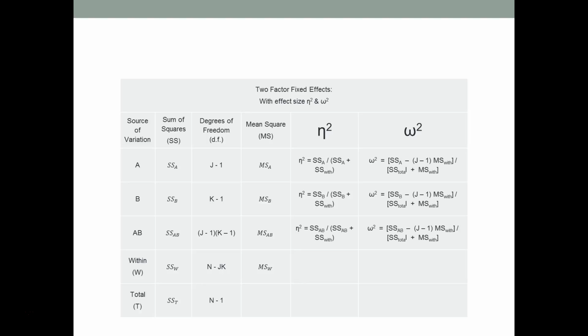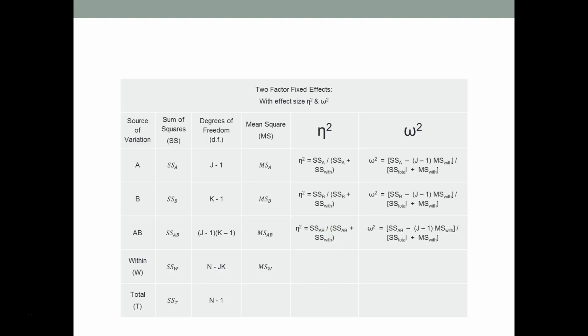Our eta and omega are slightly different. Before, we could just take eta and divide it by the total sums of squares. Now we're breaking it up. We have sums of squares A divided by sums of squares A plus within, sums of squares B divided by sums of squares B plus within, and sums of squares AB divided by sums of squares AB plus within. I think you can see the pattern going there.